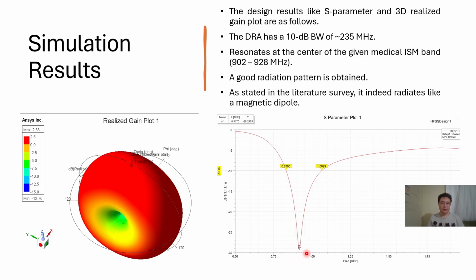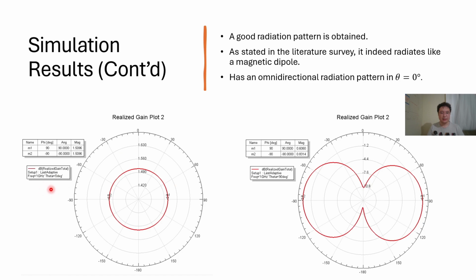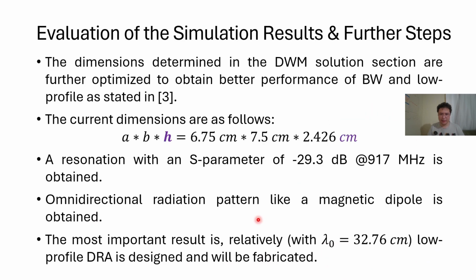It resonates at the center of the medical ISM band, and a good radiation pattern was obtained. It radiates like a magnetic dipole. Here is the 2D radiation pattern. At theta equals 0, it has an omnidirectional radiation pattern, and here it's just like this. Dimensions determined in the DWM solution section are further optimized to obtain better bandwidth performance and low profile. So the final dimensions I have obtained for the results I have shown are like this.